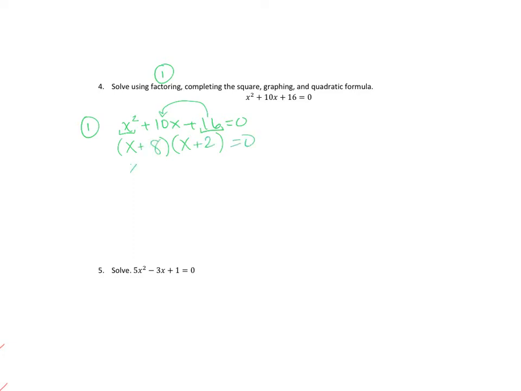So this tells us that x will equal negative 8 because x plus 8 equals 0 gets us that. Or x plus 2 could be 0. That gets us x equals negative 2. Those are our two solutions. Now using the other methods, we should get the same thing.